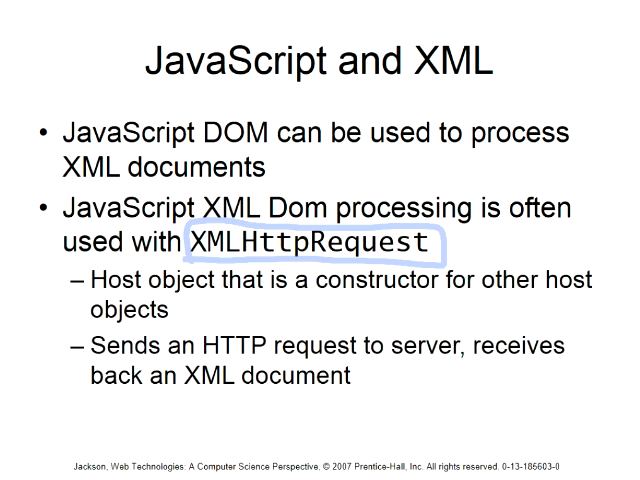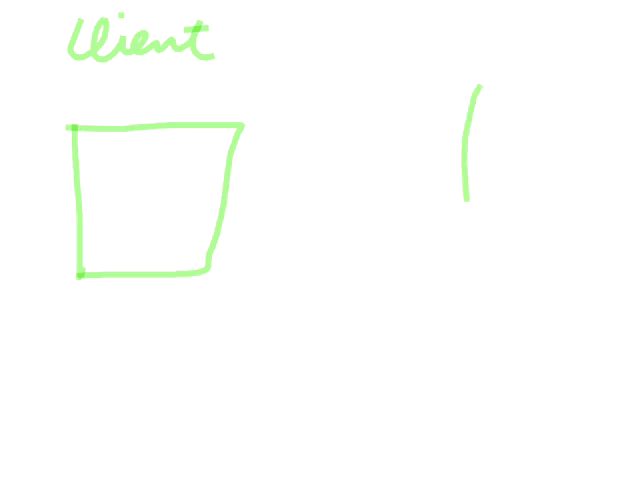Host objects have a constructor for other host objects, and in this manner, JavaScript can send an HTTP request to the server, and after that receive back an XML document. So I will explain this.